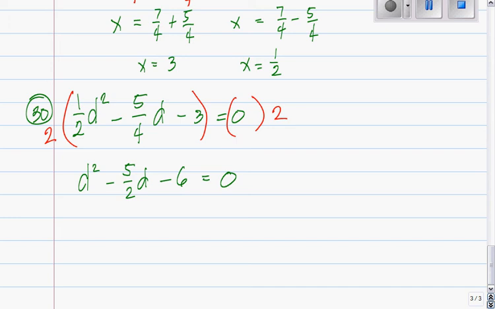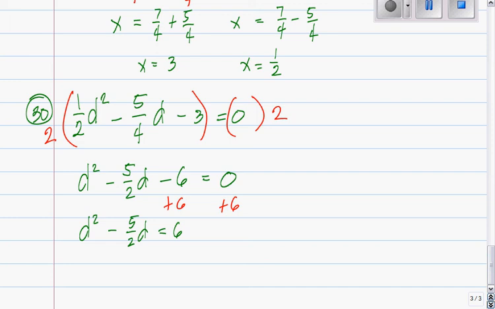Next, let's move the negative 6 to the other side by adding 6 to both sides. You end up with d squared minus 5 halves d equals 6. Let's complete the square. What's 1/2 of 5 halves? Remember that when you're completing the square, remember what's 1/2 of your middle term, because that is what you are going to use in the next step.